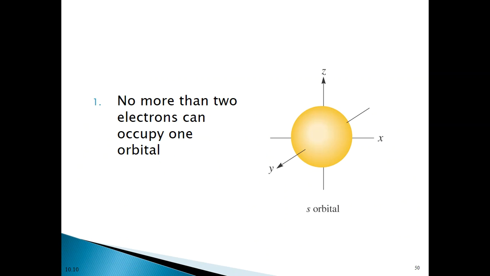The first of which we have talked about before: each orbital can be occupied by a maximum of 2 electrons. All right, so that's the first guideline. No orbital can have more than 2 electrons in it, and of course the electrons must be spinning in opposite directions if they are both occupying the same orbital.